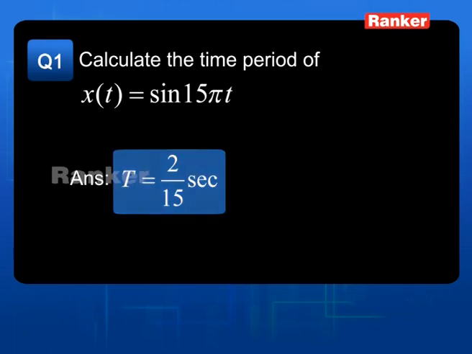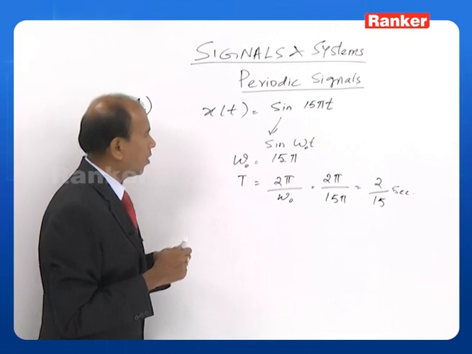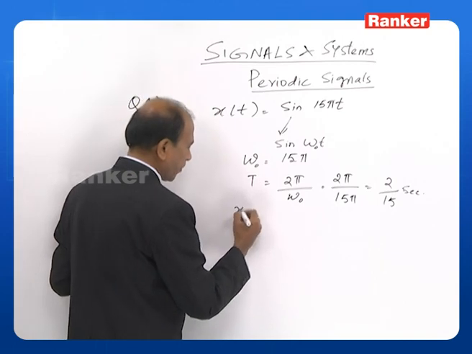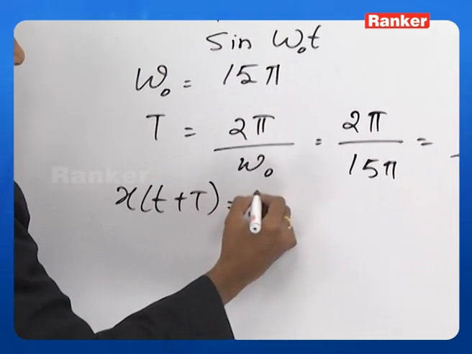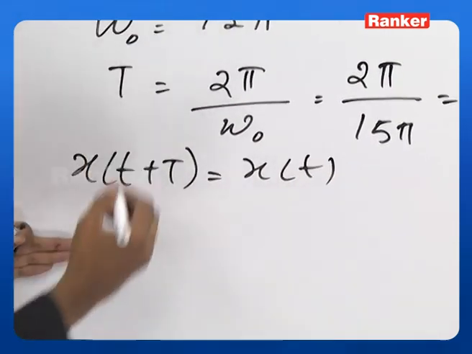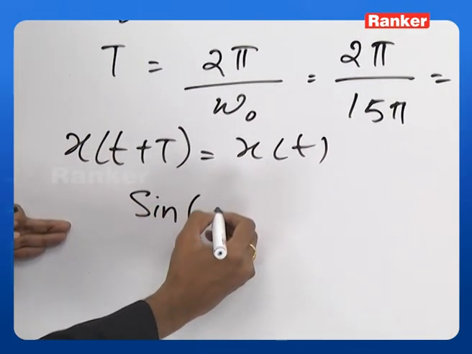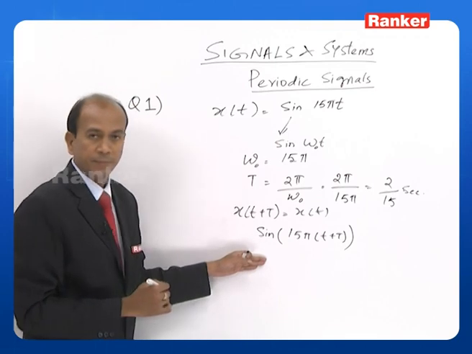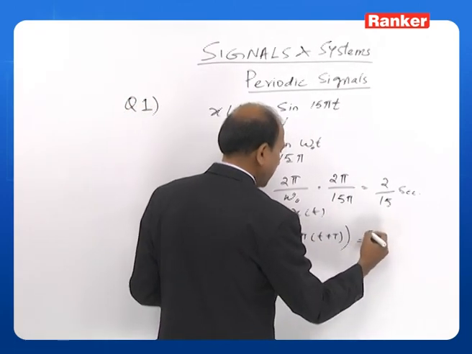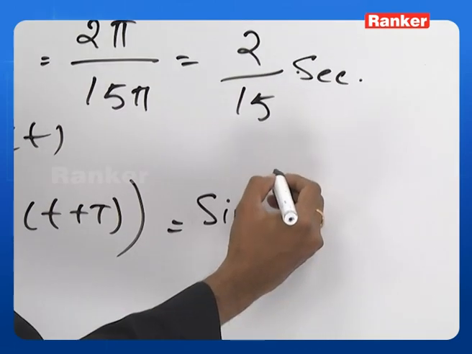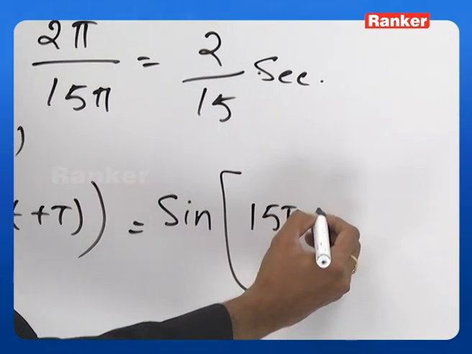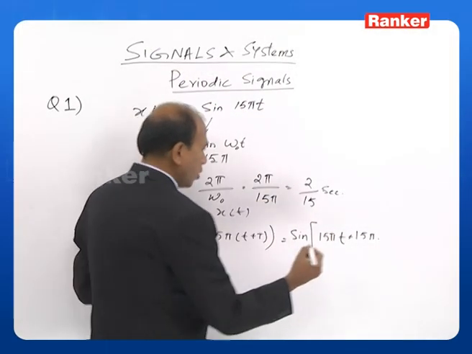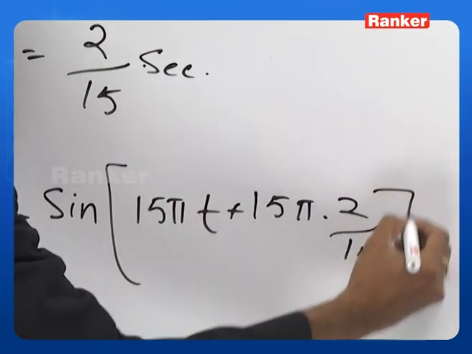Now, we have to prove that this is in fact a periodic signal. So, what is the condition for periodicity which we have seen? We said the condition of periodicity is x of t plus T must be equal to x of t. So, let us see this: sine of 15 pi into t plus T. So, this will be equal to sine of 15 pi into t plus 15 pi into what is our T value here? 2 by 15.